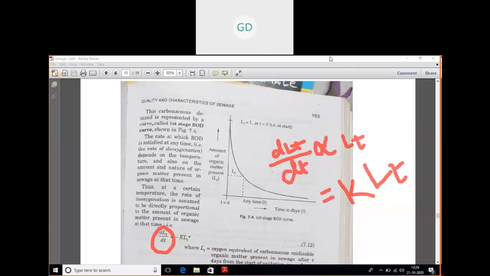Clear? So now let's see what these things mean. What is this K, or what is this LT? All this you know already, but LT is taken to be the oxygen equivalent of carbonaceous oxidizable organic matter present in the sewage. It is also known as the amount of organic matter that is oxidizable, present in the sewage, and it is taken to be LT. And T is your time in days.